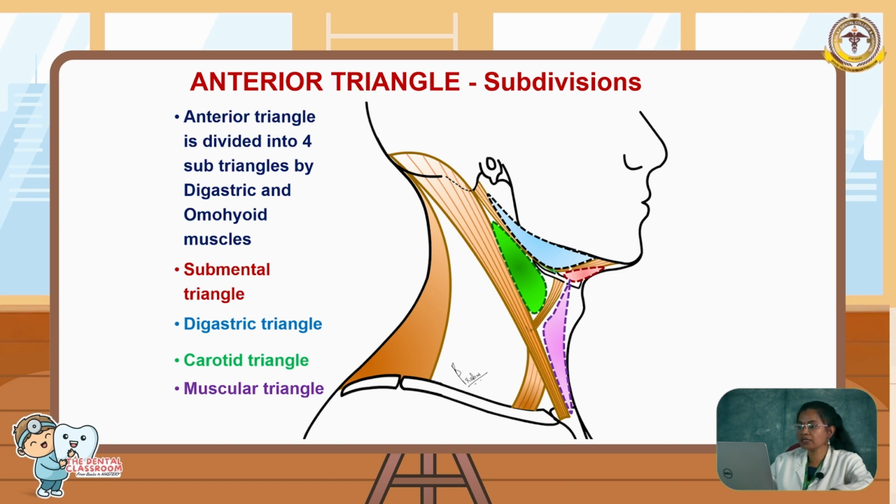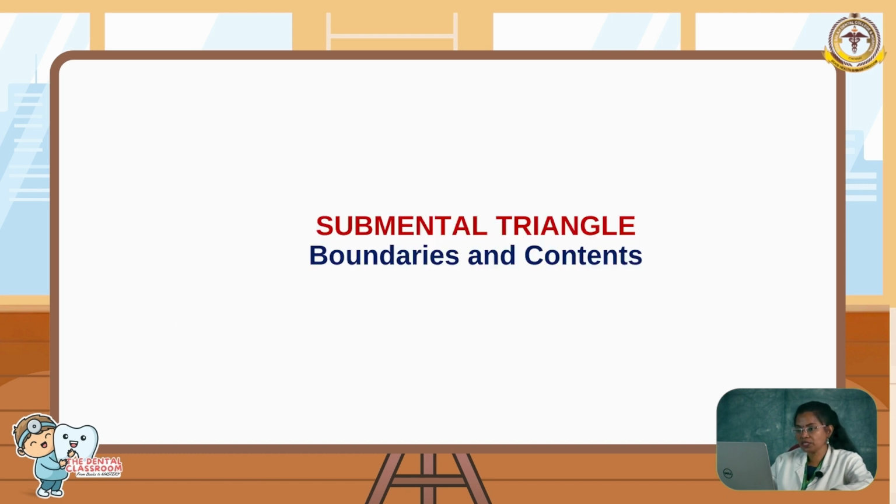The anterior triangle is divided into 4 subdivisions by 2 muscles. They are the anterior and posterior bellies of digastric muscle and the superior belly of omohyoid muscle. The subdivisions are submental triangle, digastric triangle, carotid triangle, and muscular triangle. Let's see the triangles one by one. First, let's see about the boundaries and contents of submental triangle.